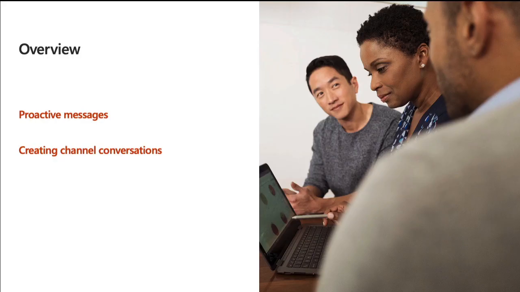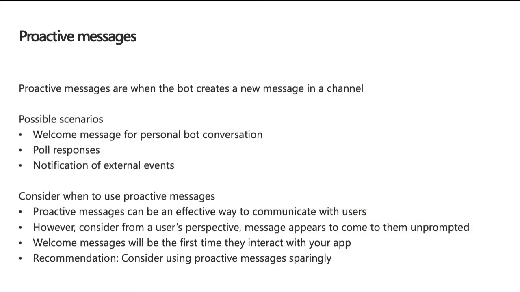Proactive messages are sent by a bot to start a conversation. A welcome message, a poll response, or an external event notification are common scenarios for using proactive messages. So in this unit, you're going to learn how to send a proactive message from your bot. You may want your bot to start conversations for any number of reasons, such as posting a welcome message for your personal bot conversation, poll responses, and external event notifications as well.